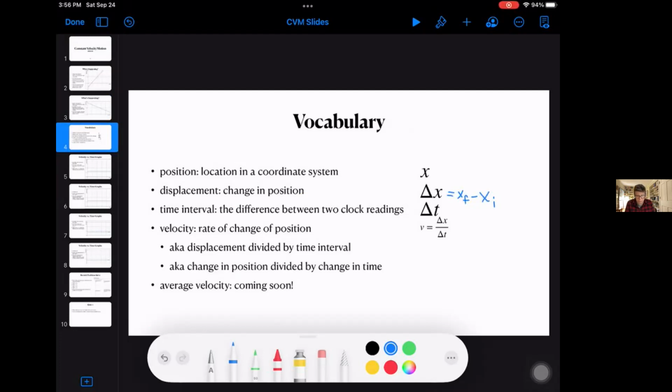Time interval, same sort of deal. That is when you look at the final time on the clock and subtract from it the initial time on the clock. How much time has gone by?